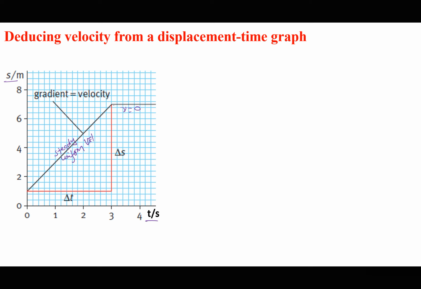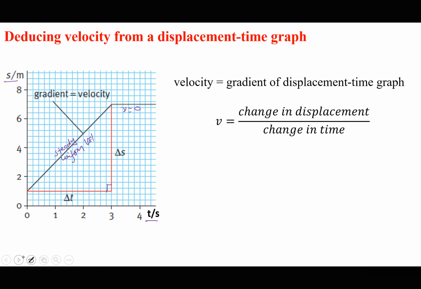The velocity after 3 seconds is going to be the gradient of this line here. So we have to obtain this from the gradient. When I draw a right angled triangle here, I need the rise and the run to find the gradient. The velocity is equal to the gradient of the displacement time graph. And from the graph, v is going to be equal to the change in the displacement over change in time.